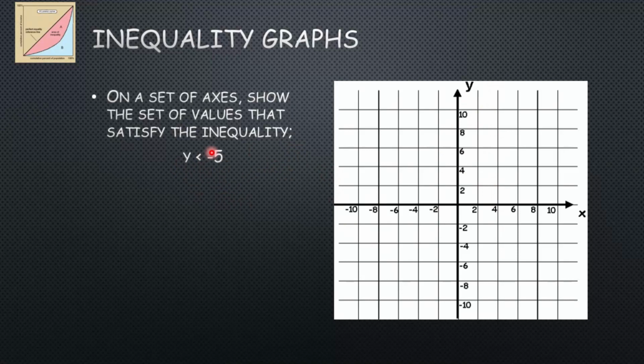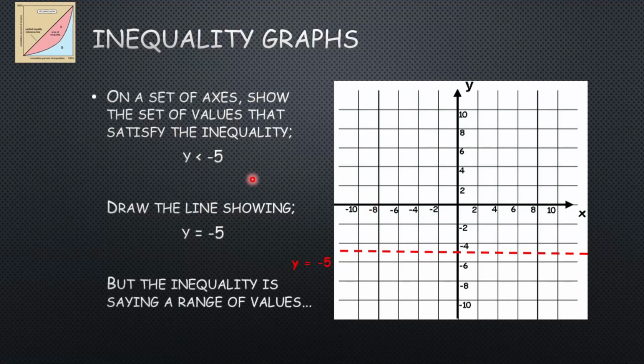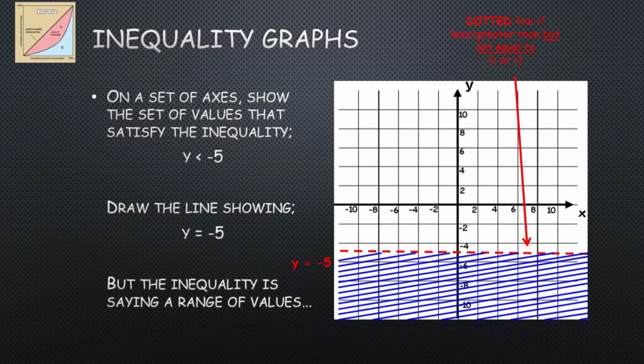First of all we draw the line y equals -5. It is a dotted line because we do not have an equality sign. Then we look at the inequality sign, y is less than, so the region is below the line. That's it.